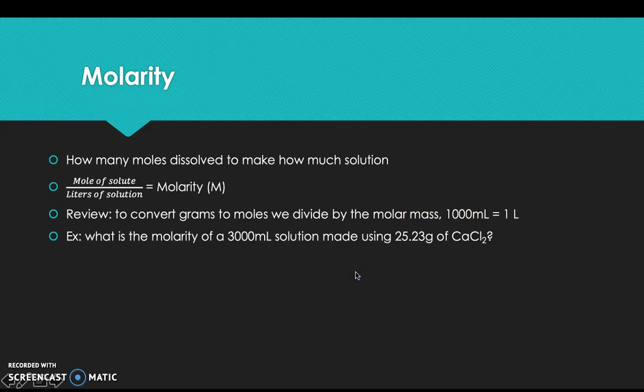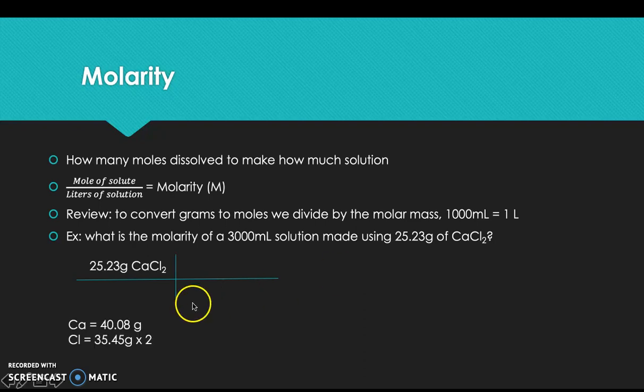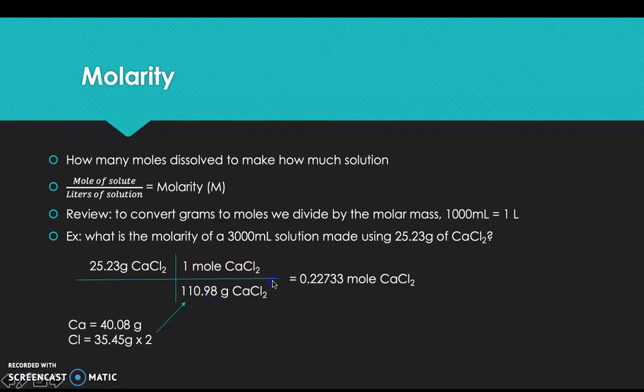So an example problem: what is the molarity of a 3,000 milliliter solution made using 25.23 grams of CaCl2? The first thing we need to do is get our grams of CaCl2 into moles. So we set up our T-chart. We calculate the molar mass. I find the molar mass of my 1 calcium, the molar mass of my chlorine, and multiply it by 2 because there's 2 of those chlorines. I get 110.98. That goes on the bottom because I'm trying to cancel my unit of grams here. So grams have to be on opposite sides there. This is equal to 1 mole of calcium chloride.